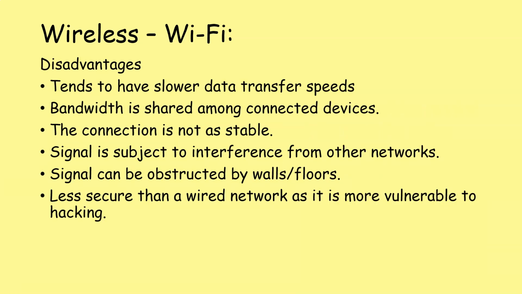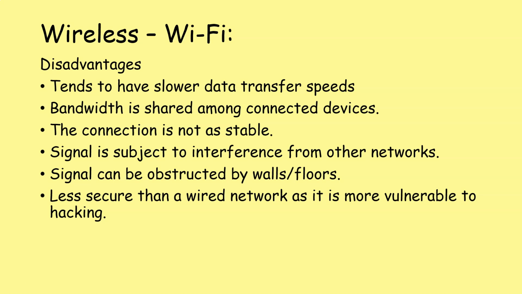But there are disadvantages. Compared to wired Ethernet connections, Wi-Fi tends to have slower data transfer speeds. Bandwidth is, as I've said, shared amongst connected devices, and that's not necessarily predictable. You don't know exactly how many devices are going to be connected, especially if you're at a busy university or school or somewhere like that. You might get a better or worse connection. The connection is not as stable because you're going to get interference from other networks. Signals can be obstructed by walls and floors and building materials.